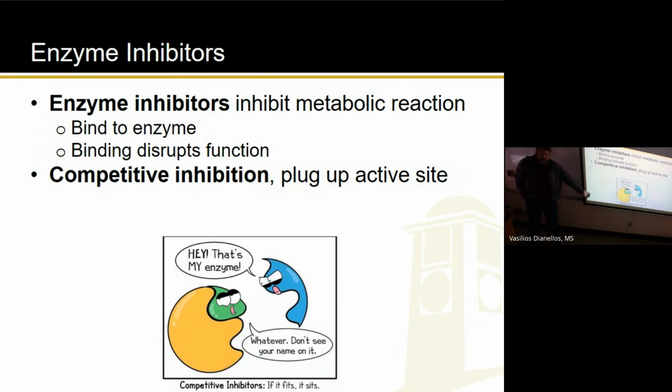It's competing against the substrate. In a sense, it really is competing. You can almost think of it as a race, right? All these things just float around in solution, and they're competing to see which one can get in there first. And if the inhibitor gets in there first, that's going to block the substrate. So, are there any questions about competitive inhibition?